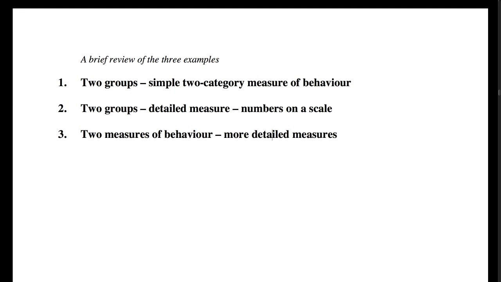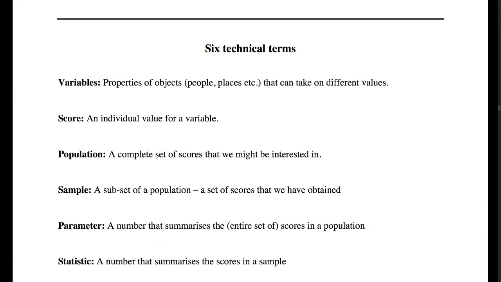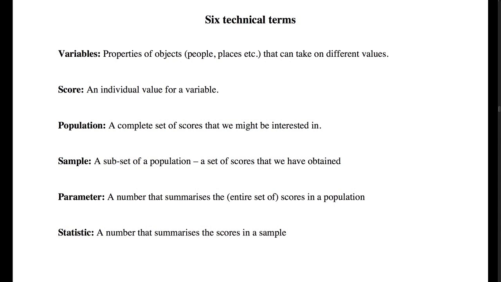Now let's think about these examples in terms of 6 important definitions that we're going to use throughout this year. I've already used some of these. First of all, we need to understand what we mean by a variable. A variable is simply something that can vary. I've defined it here as a property of an object that can take on different values. And in psychology, the objects that we're interested in are usually people.